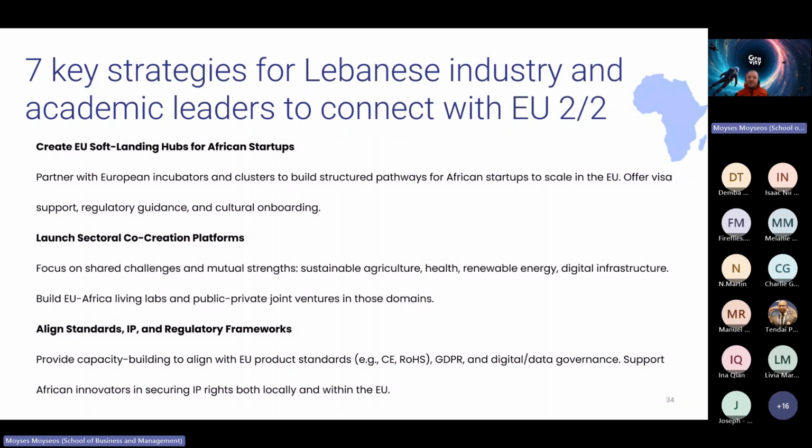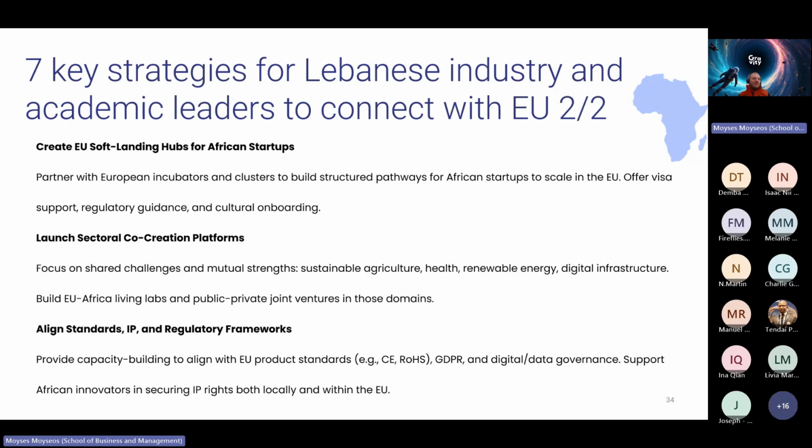The final three suggestions that I had is to create an EU soft landing hub for the African startups. Soft landing is important. If you partner with European incubators and clusters, you can build structured pathways for African startups. And of course, they can scale in the EU. And especially the regulatory framework, the visa support, regulatory guidance, and cultural onboarding.